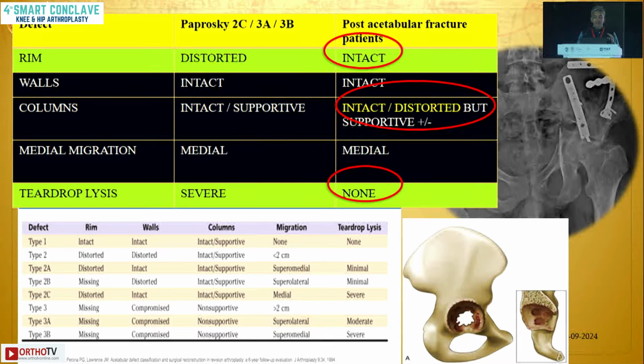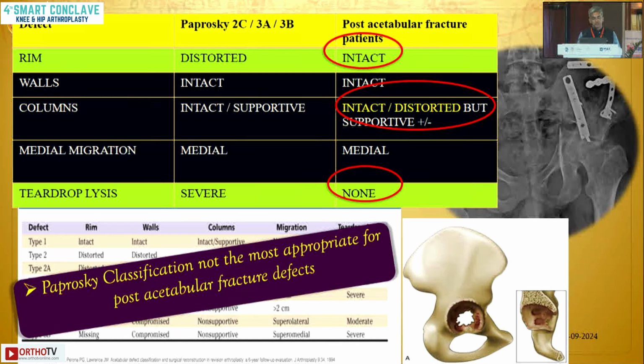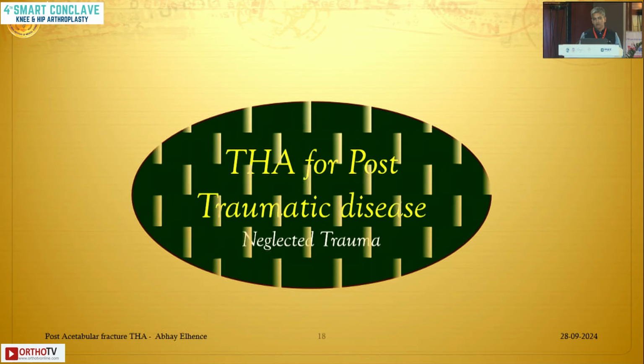They have intact columns, which will also be there in Paprosky classifications. The columns will be intact and supportive, distorted, but still supportive. And the teardrop lysis, which you will see in Paprosky revision hips, is not seen in the post-acetabular fracture patients. So the Paprosky classification and the AAOS classifications that we normally use for acetabular defects after opening the hip are essentially not classifications that you can use for post-acetabular fracture situations.